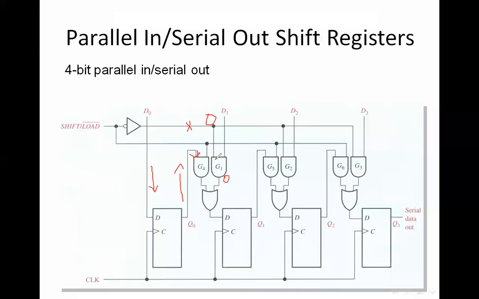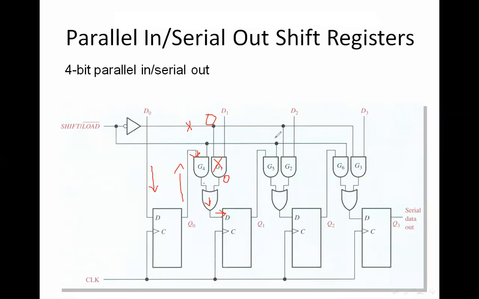So ultimately my G1 is not considered. G4 will pass through the value. 0 plus anything doesn't change the value, but 1 plus anything will change the value. Since it's a 0, it's not going to change the value. G4's output will exactly come and enter my next flip-flop.